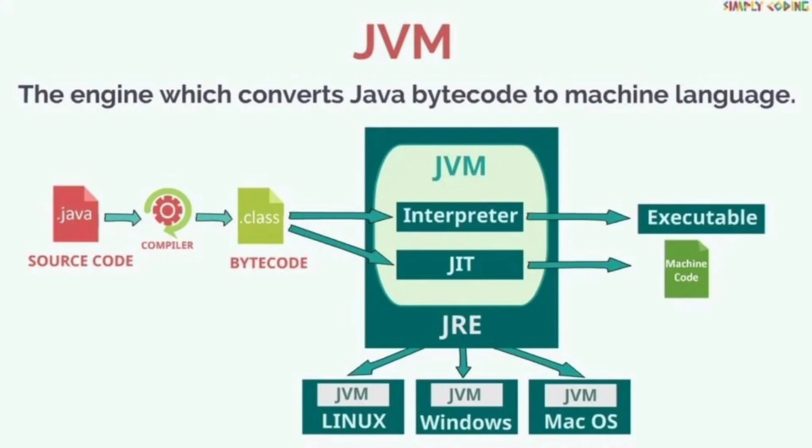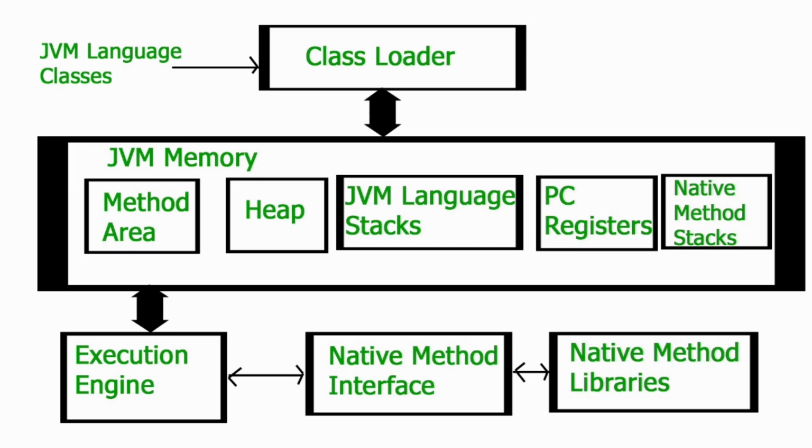The engine which converts Java bytecode into machine language is known as the JVM. JVM stands for Java Virtual Machine. It is an abstract computing machine that enables a computer to run Java programs. It provides a runtime environment for Java bytecode execution. First of all, we'll go with the class loader subsystem. It is responsible for loading classes, verifying bytecode and preparing classes for execution.